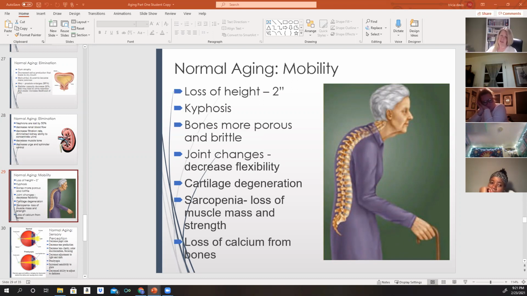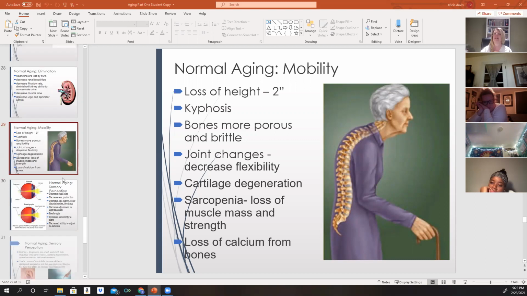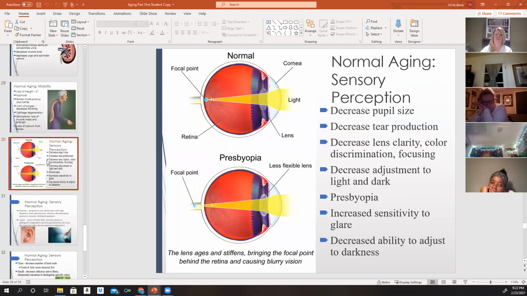Joint changes, so they're going to have decreased flexibility. Their cartilage is going to degenerate. They're going to have sarcopenia. Sarcopenia is that loss of muscle mass and strength. And then they're going to have a loss of calcium from their bones, which also puts them at risk for bone breakage.